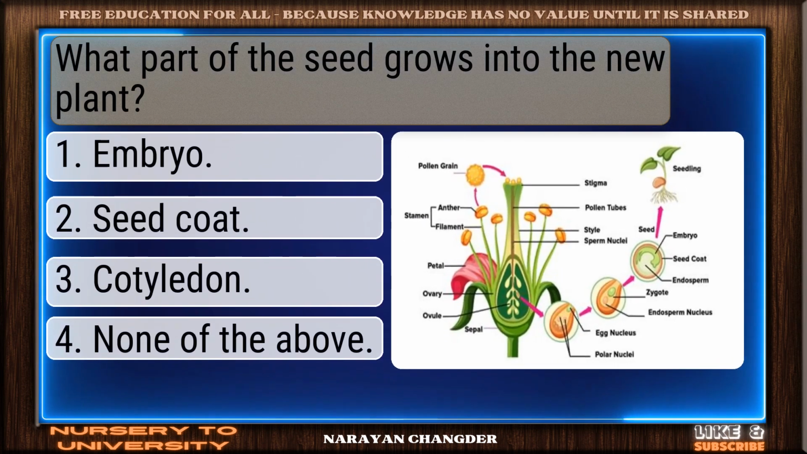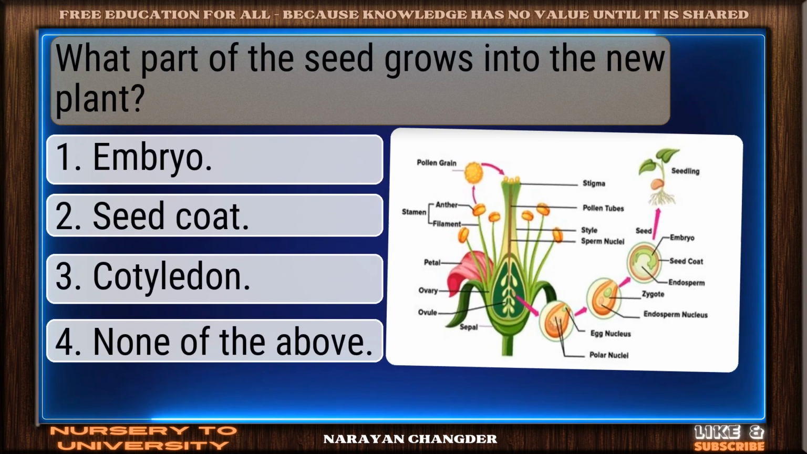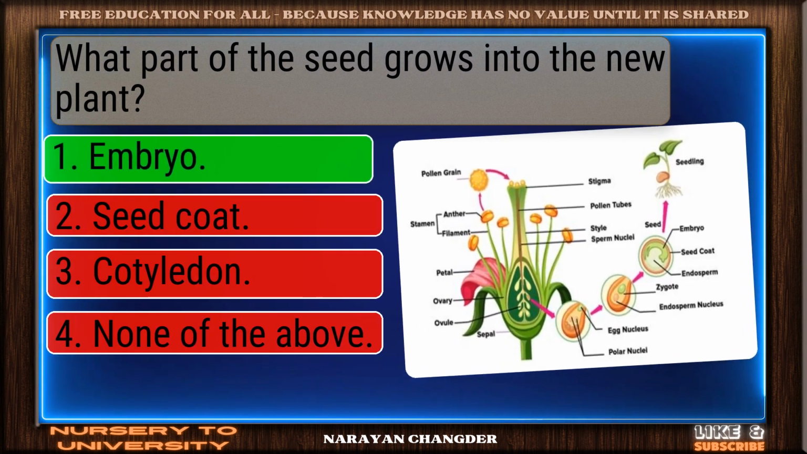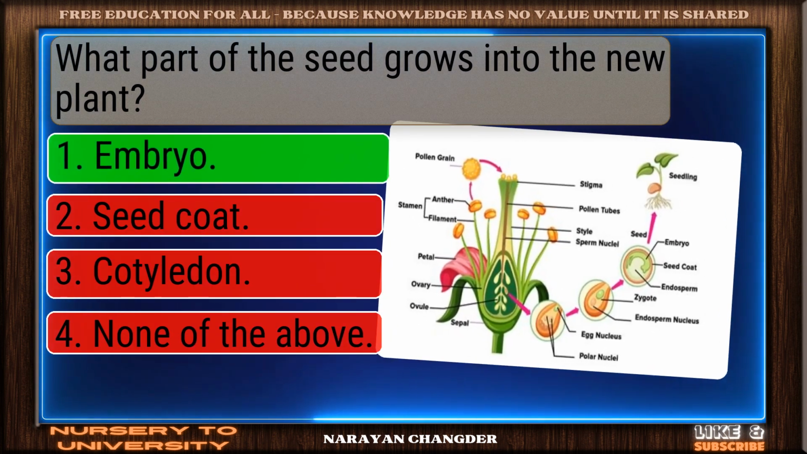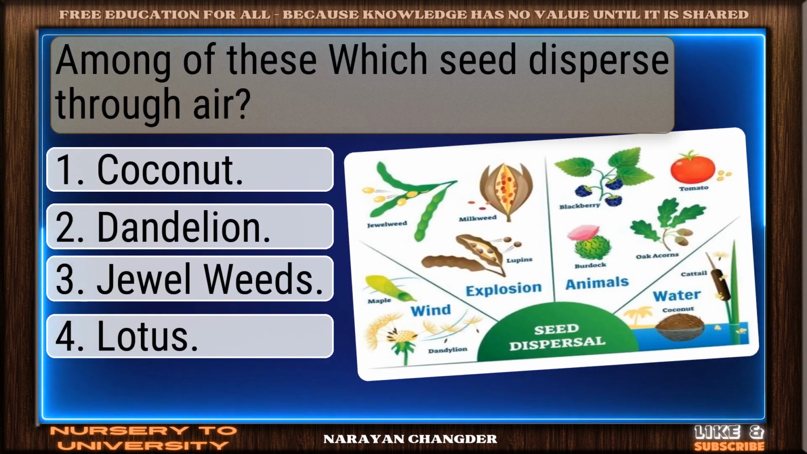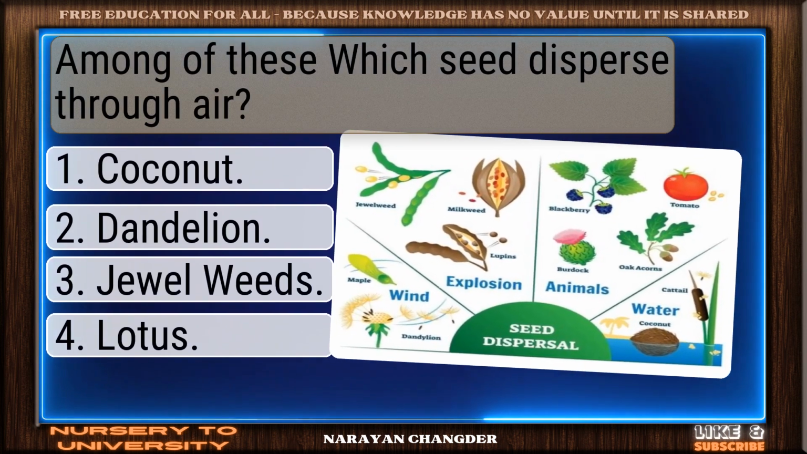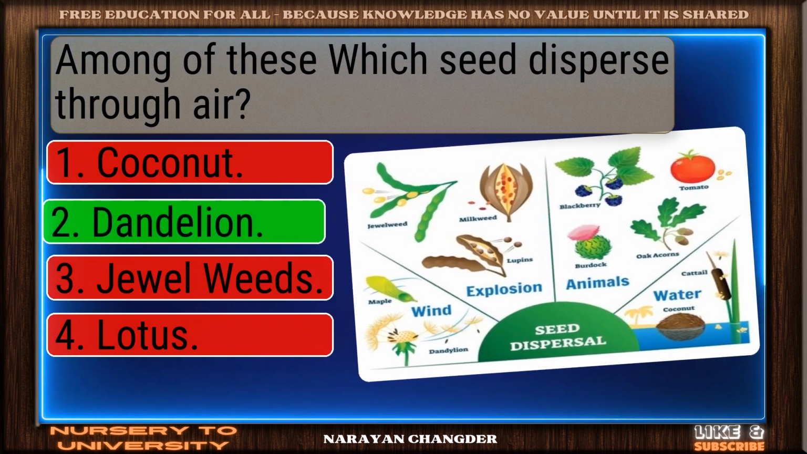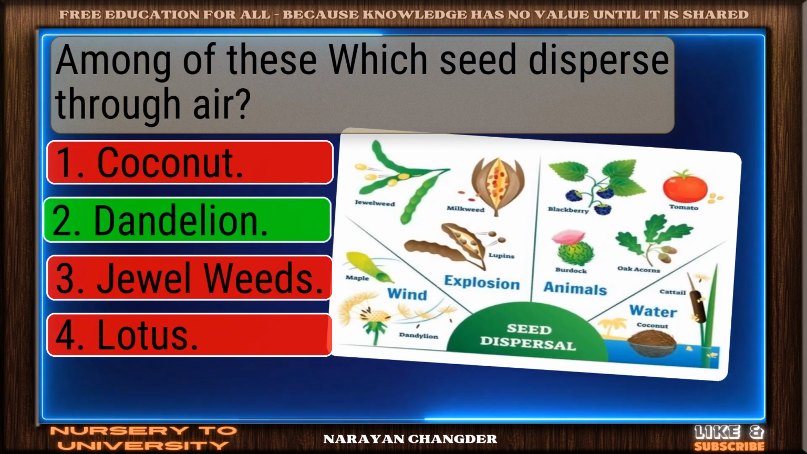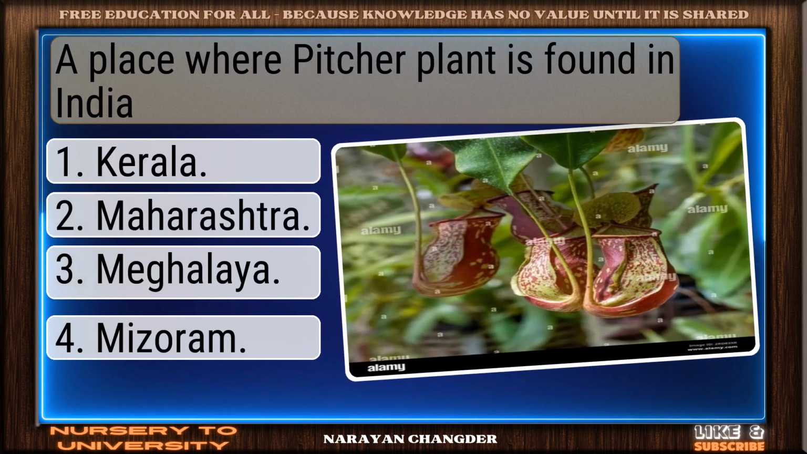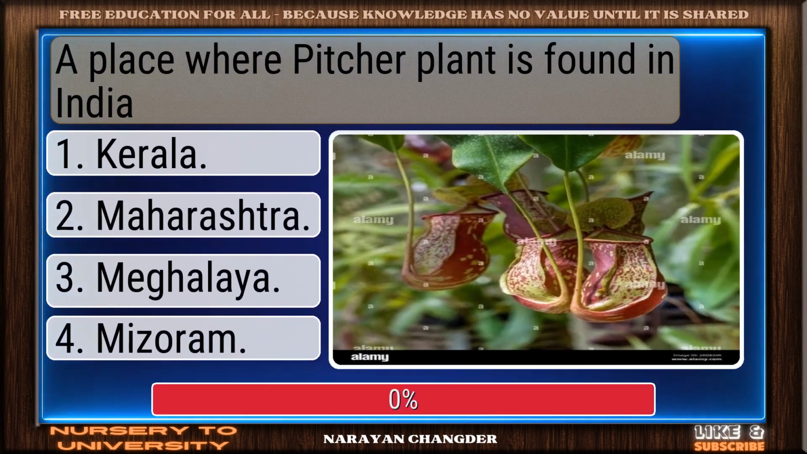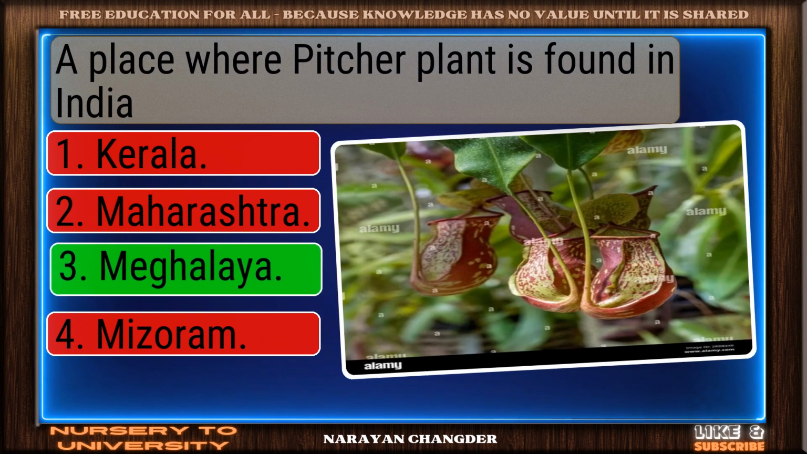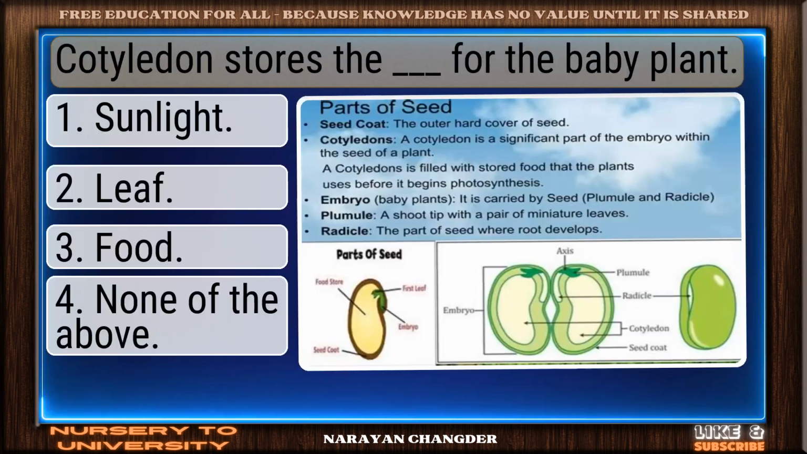What part of the seed grows into the new plant? Good job. Your answer, embryo, works well here. Among these, which seed disperse through air? Strong choice. Dandelion is the right answer. A place where pitcher plant is found in India. Nicely done. Meghalaya is a solid answer.